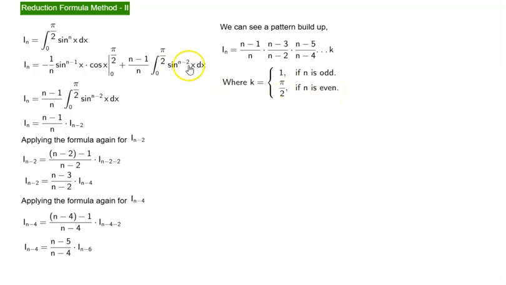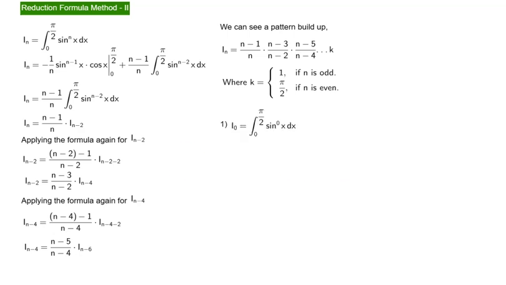Because if n is even, at some point it will become 0. So we will end up with sine to the power of 0 x, which is nothing but 1. So the integral of dx will be x. So pi by 2 minus 0, which is pi by 2. Now let's actually solve some problems.